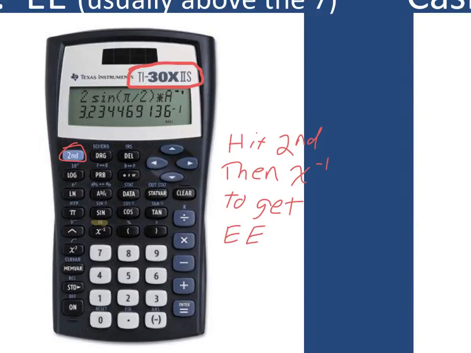And sometimes it'll put in times 10 to the, and then you type in the exponent. Sometimes it'll just give you the letter E, and then you put in the exponent. They kind of mean the same thing. It's just how this ended up getting made.